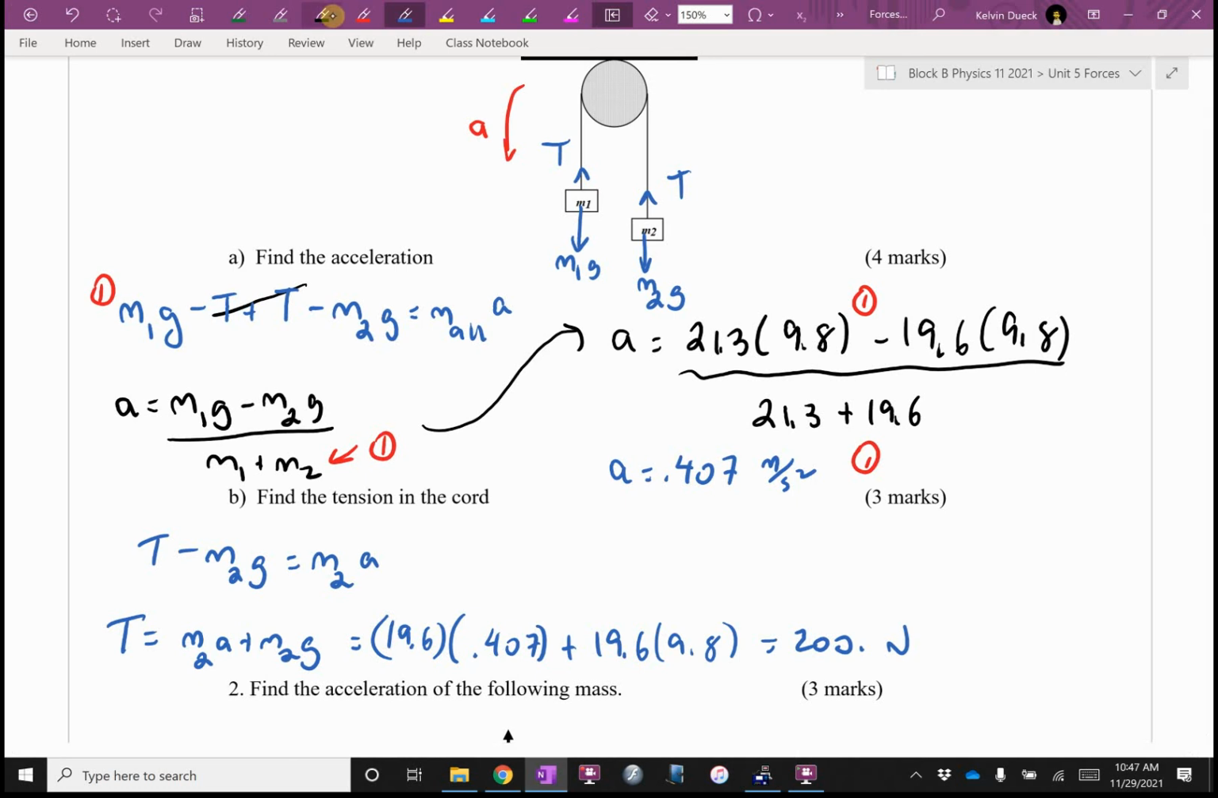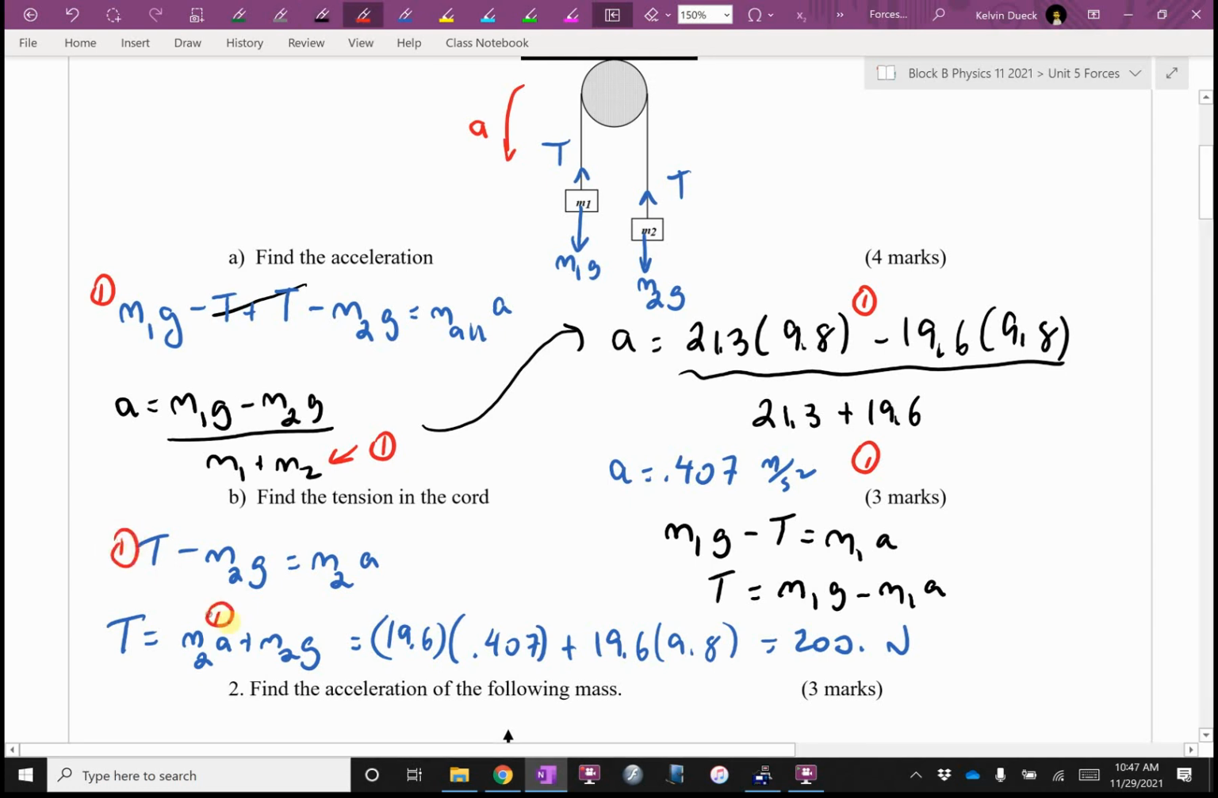If you used mass 1, you would have M1G minus tension equals M1A. You would have tension equals M1G minus M1A. You would swap and also get the 200. So regardless, I would give you 1 mark for that, 1 mark for getting the T by itself, 1 mark for the answer.